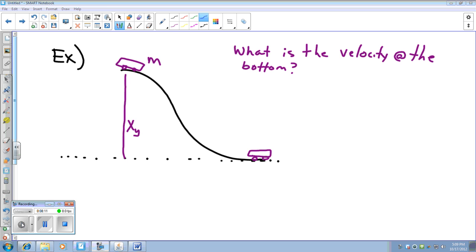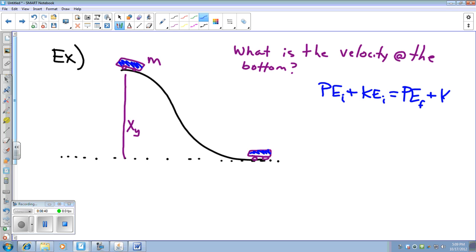So this is where conservation of energy can come into play, because at the top the object is going to be at rest, and when it's at rest it's going to have both potential and kinetic energy technically. So PE initial plus KE initial is going to be equal to the potential energy and the kinetic energy of the roller coaster at the bottom. So PE final plus KE final.